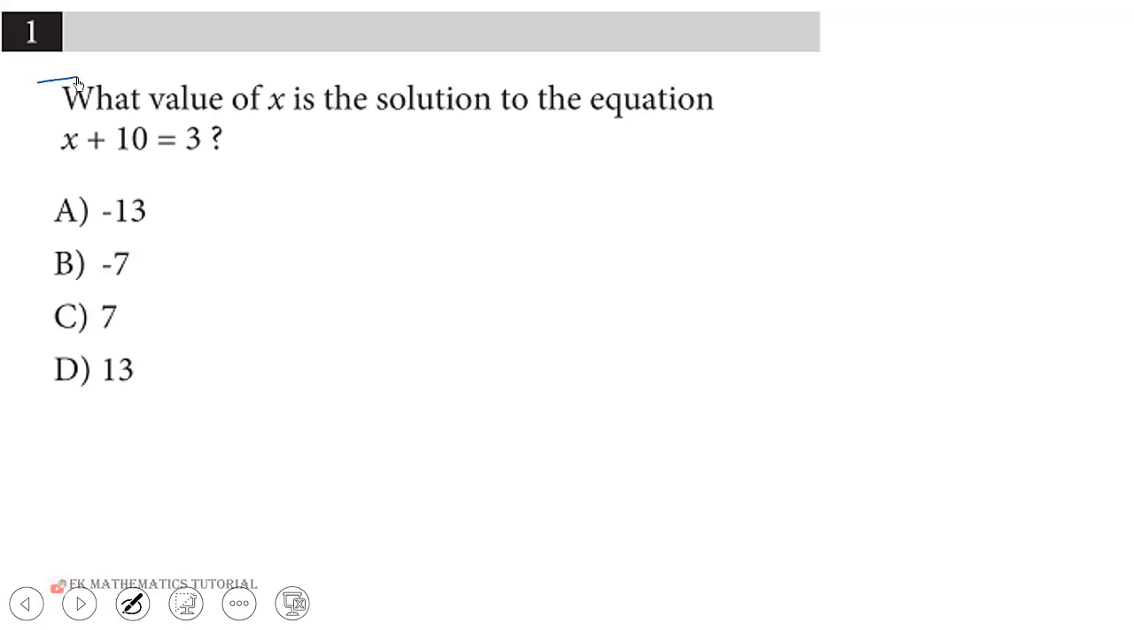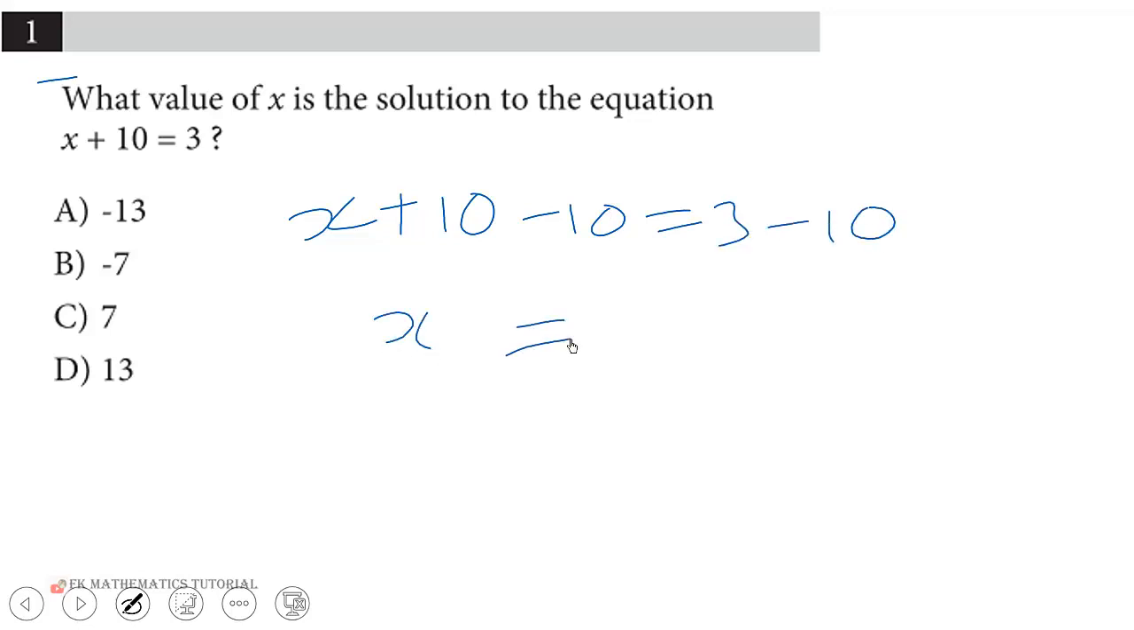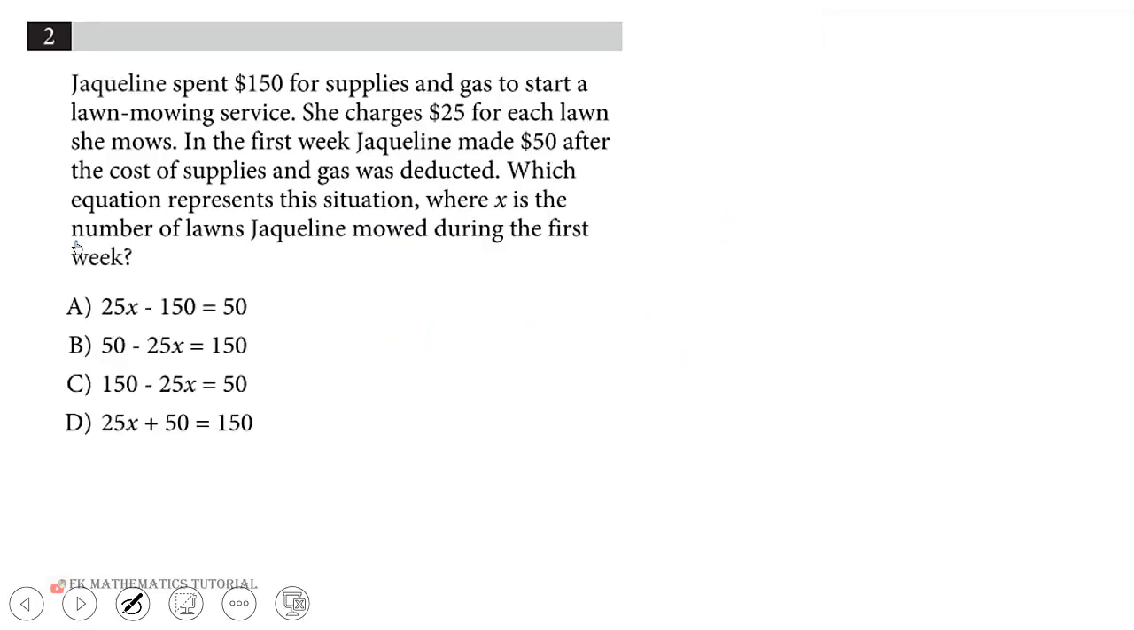What value of x is the solution to the equation x plus 10 equals 3? So we solve for x by subtracting 10 from both sides. So x plus 10 minus 10 is equal to 3 minus 10. So we have x plus 0, which is x, equal to 3 minus 10, which is negative 7. So the correct answer is option B.